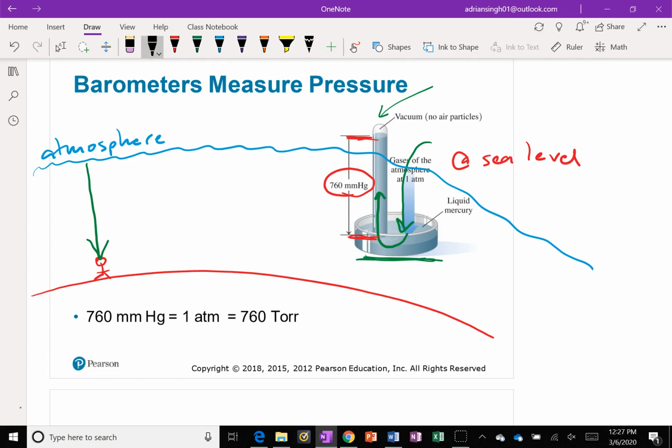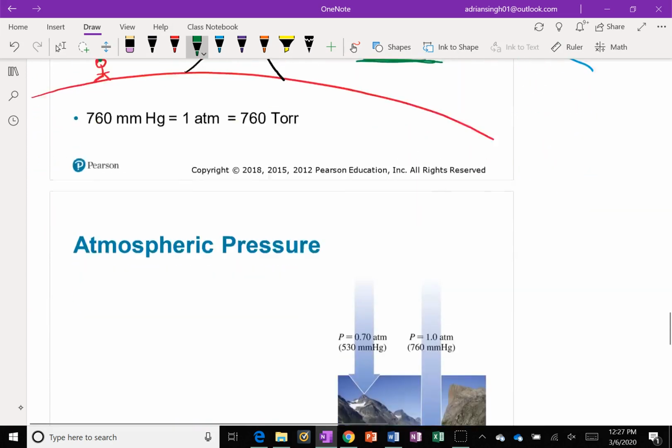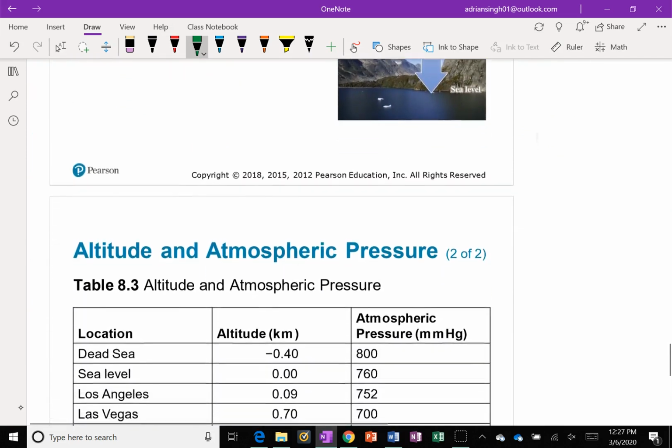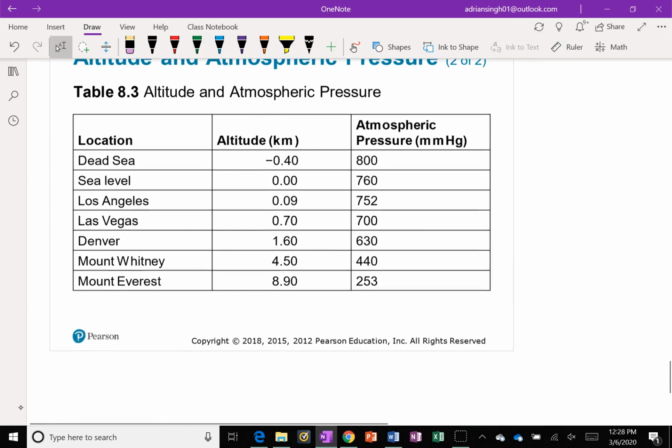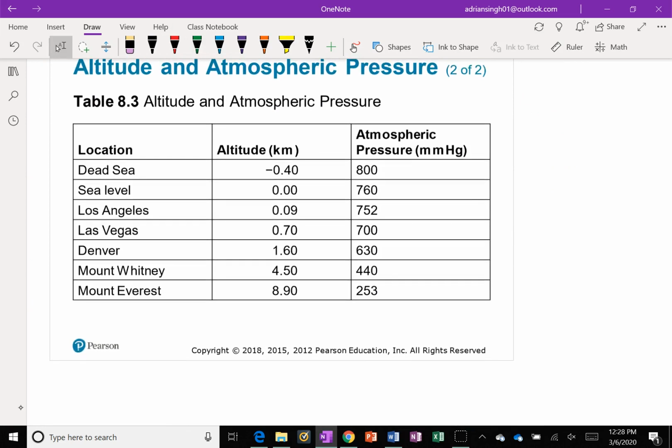So if you were to change your elevation, for instance, if you were to climb a mountain, you're at the top of this mountain, and that column of air above you from the top of your head to the top of the atmosphere actually shrinks. Because there's less air the higher up you go, the pressure here is lower compared to if you were standing at sea level. So as you go higher and higher up in altitude, the pressure actually decreases.